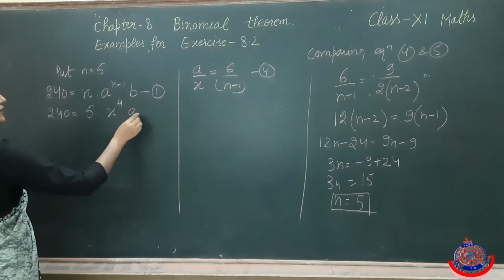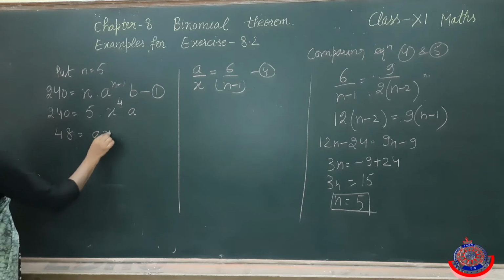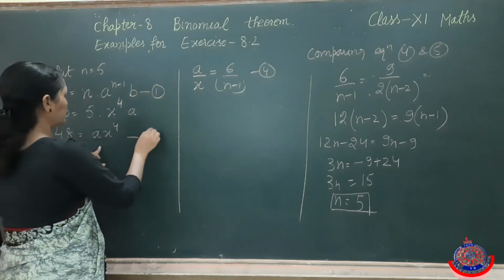Here n is 5, so 4, and b is a. So 240 divided by 5, that is 48. So ax to the power 4 equals 48 will be equation number 6.